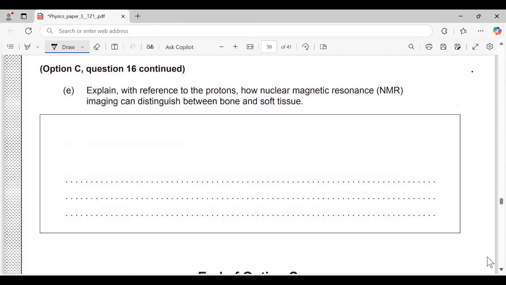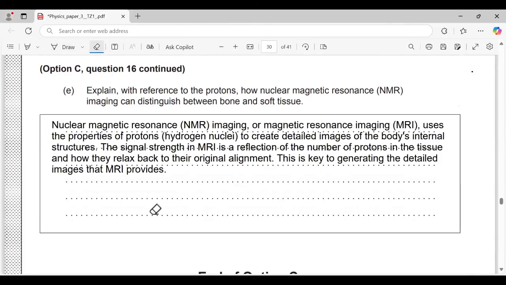Explain with reference to the protons how nuclear magnetic resonance NMR imaging can distinguish between bone and soft tissue. I have provided as well my explanations about this. I think it's clear.